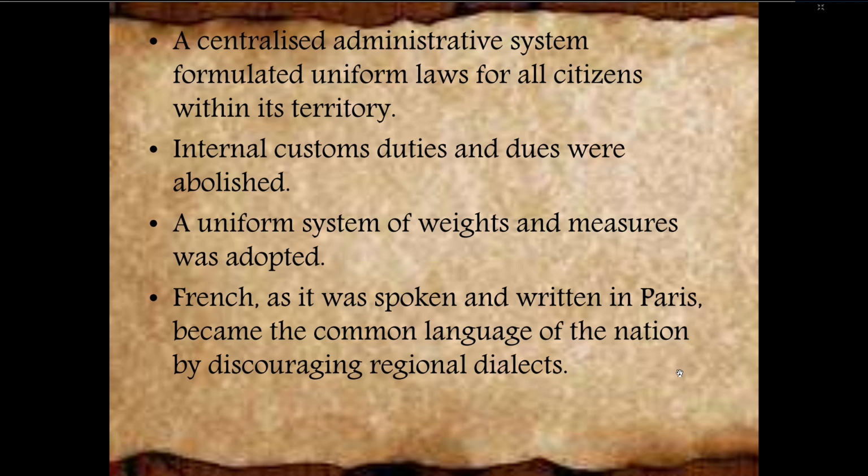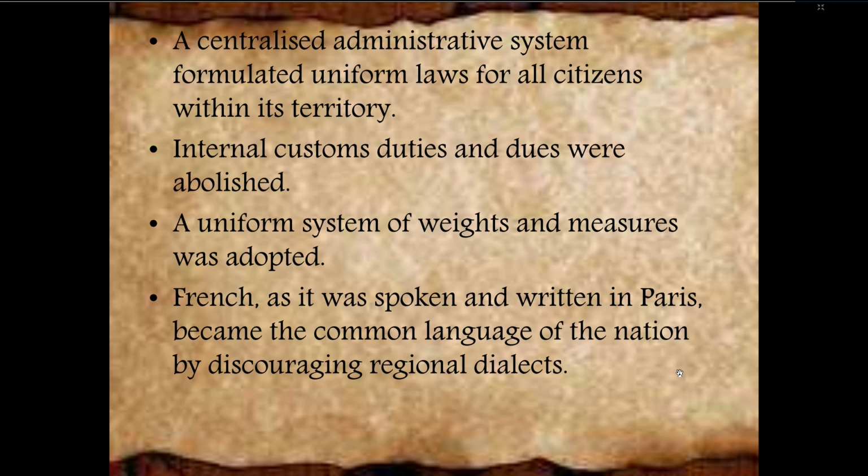Internal customs duties and dues were abolished. Now, the internal custom duties and any dues were abolished. कोई भी custom duty थी या कोई और other dues थे, उनको खत्म कर दिया गया, abolish कर दिया गया. A uniform system of weights and measures was adopted. नाउ एक जैसे वेट्स एंड मेजर सिस्टम्स को अडॉप्ट किया गया, ये नहीं कि यहाँ पे कुछ और कहीं कुछ और. सो अ यूनिफॉर्म सिस्टम, यूनिफॉर्म मीन्स इक्वल, यूनिफॉर्म सिस्टम ऑफ वेट्स एंड मेजर्स वाज अडॉप्टेड.